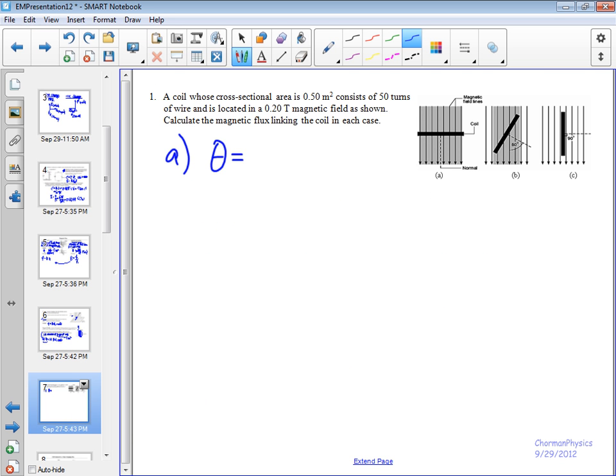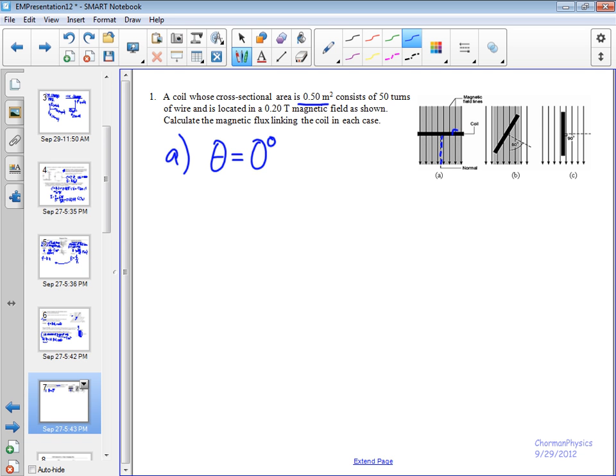Like I said before, we care about the amount of magnetic field that is perpendicular to the area we're considering. If we consider the angle to be the angle between the magnetic field and the normal to that area, here we have this dashed line drawn down the middle, we have our magnetic field lines coming through, and our coil of wire is perpendicular there. So we see that the angle between the normal and the magnetic field lines here is 0 degrees.